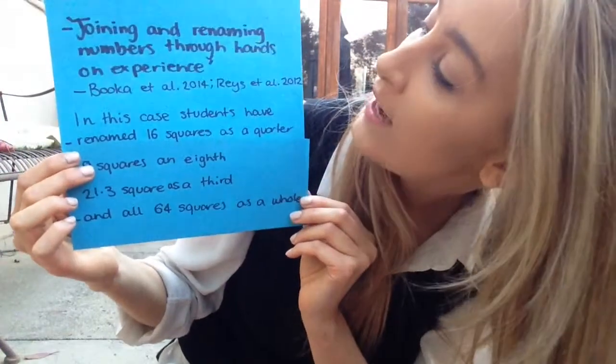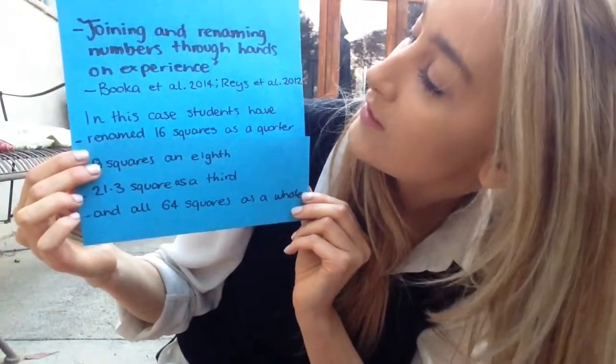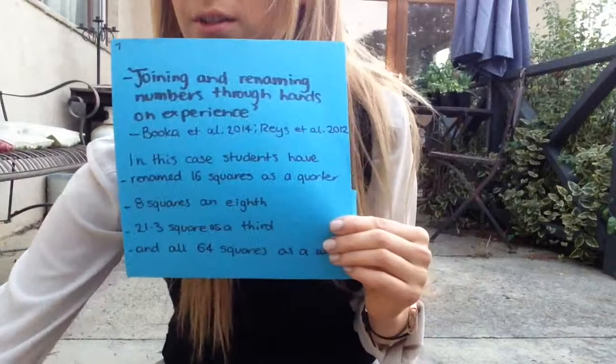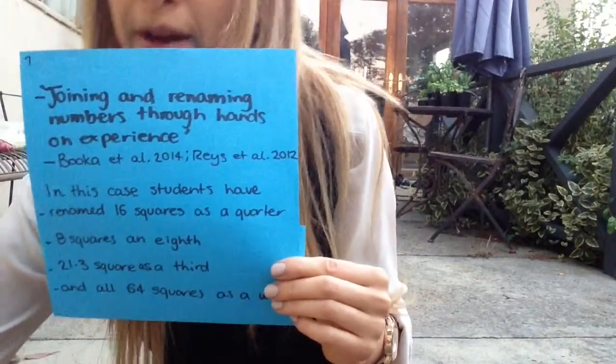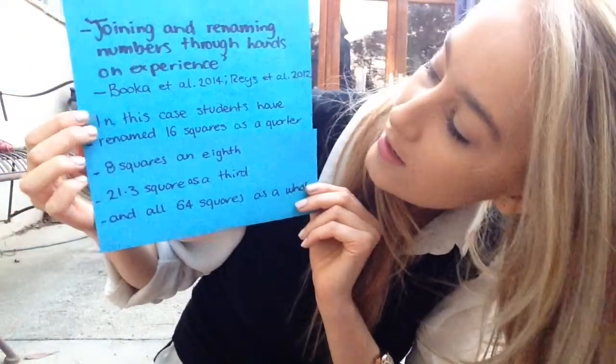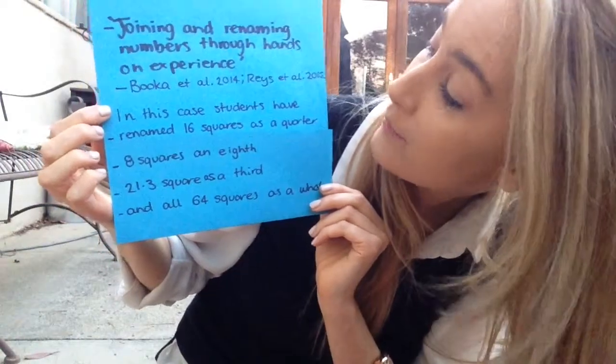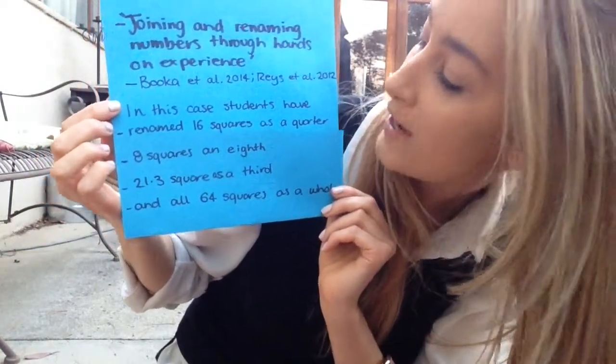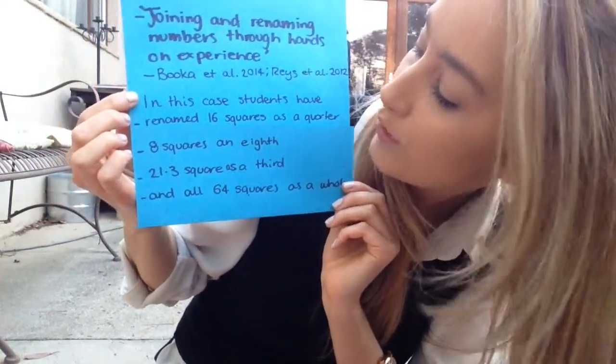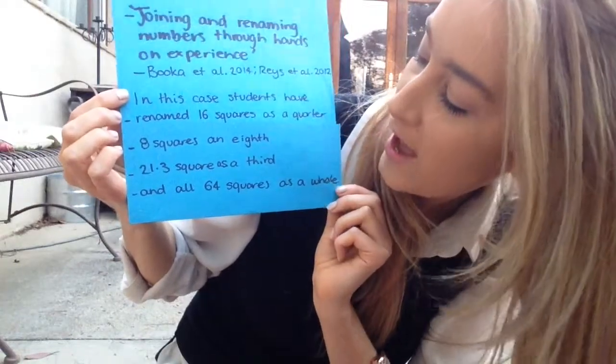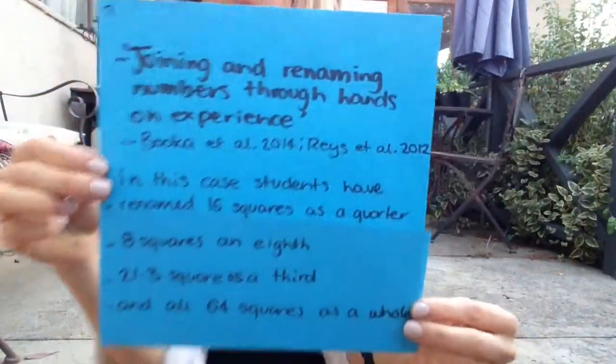Then I've got a quote from Booker: joining and renaming numbers through hands-on experience. And that's what we just did, a hands-on experience game warm-up activity. In this case, students have renamed 16 squares as a quarter, 8 squares as an eighth, 21.3 squares as a third, and all 64 squares as a whole.